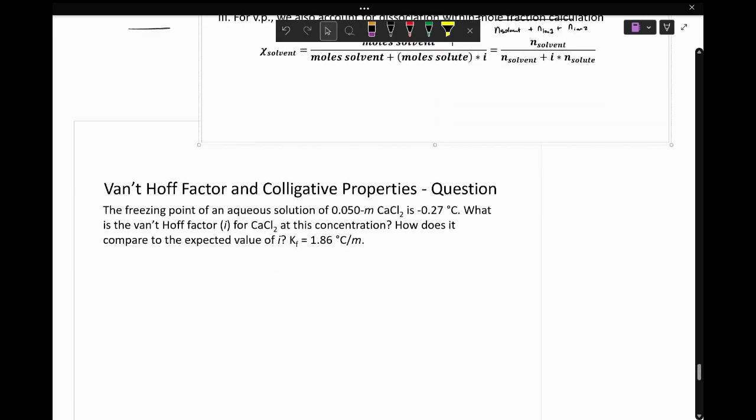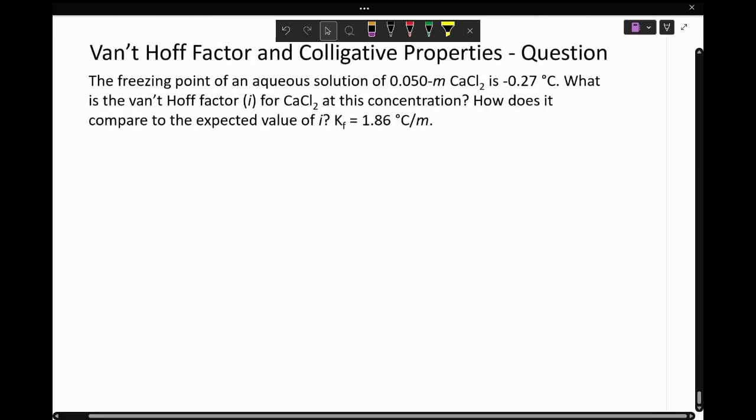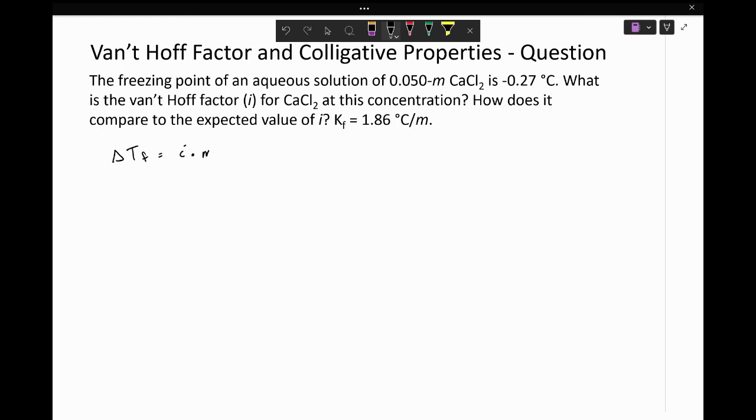Okay. As long as we moved it, we know what we need to do here. And so you're just going to write down that we know that our change in freezing point is just going to be equal to the Van Hoff factor that we got from above times molality times our freezing point depression constant. And we're told that we have an aqueous solution of calcium chloride, so we know its molality is equal to 0.050 molal, and we have that that's calcium chloride.